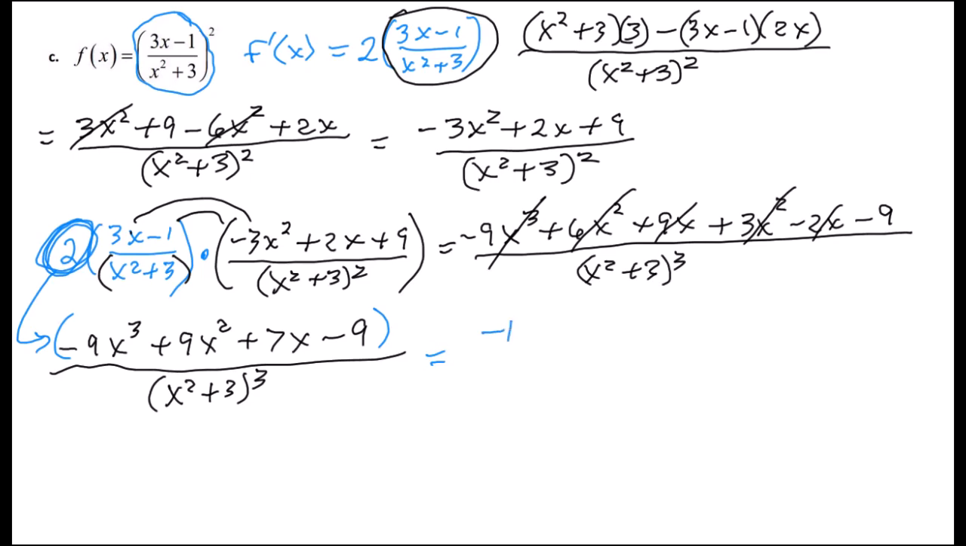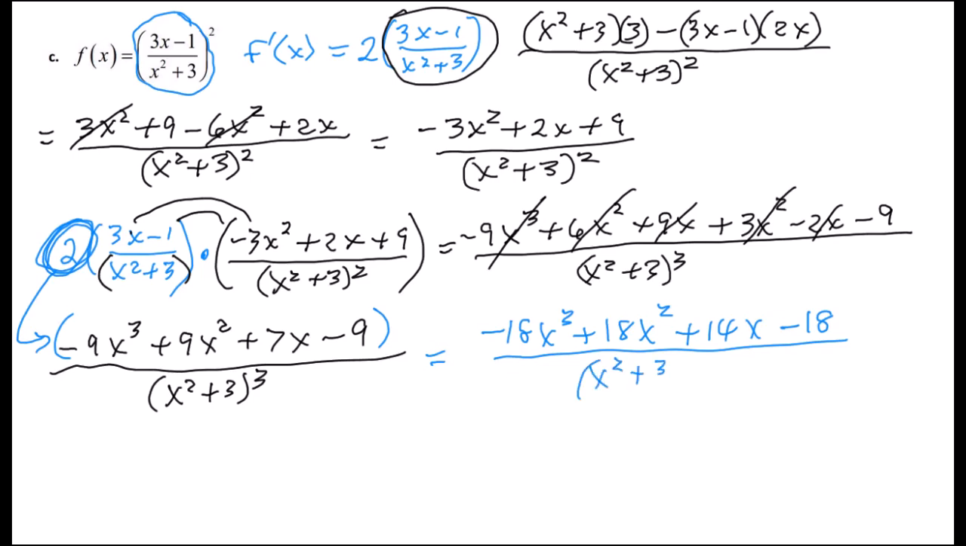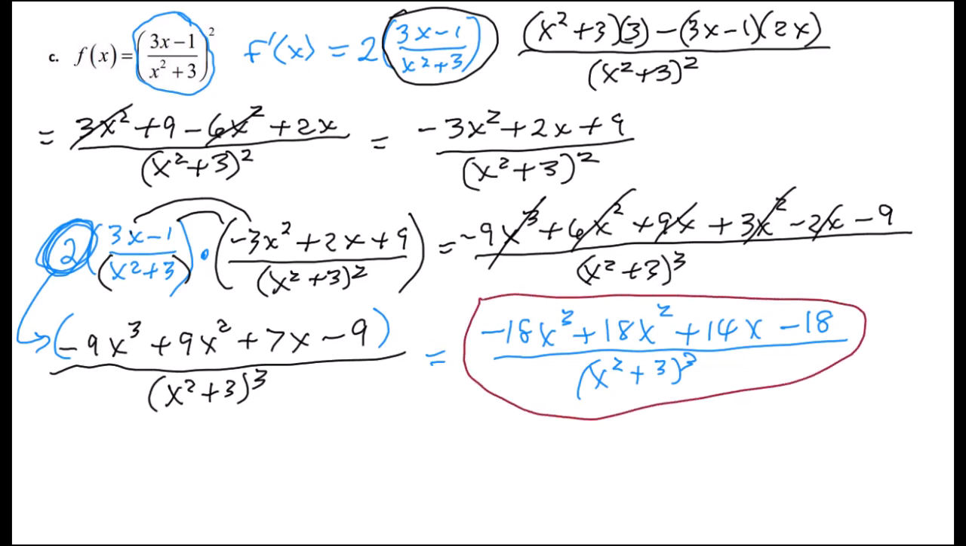So I've got negative 18x cubed plus 18x squared plus 14x minus 18. All that's over x squared plus 3 cubed. And now, unless I overlook something else, I think I'm done right here. Let's take a vote. Who wants to multiply that denominator out just to see if something might cancel? Yeah, I didn't think so.